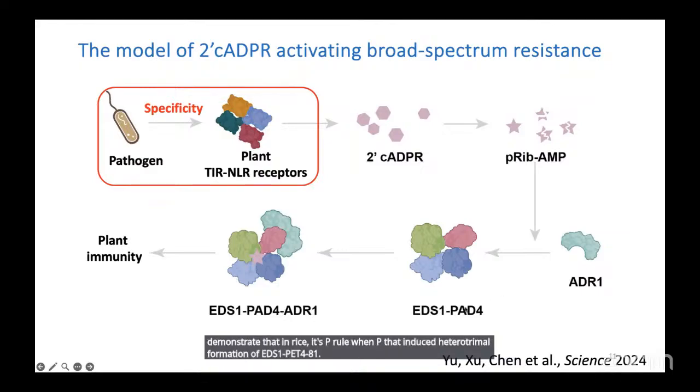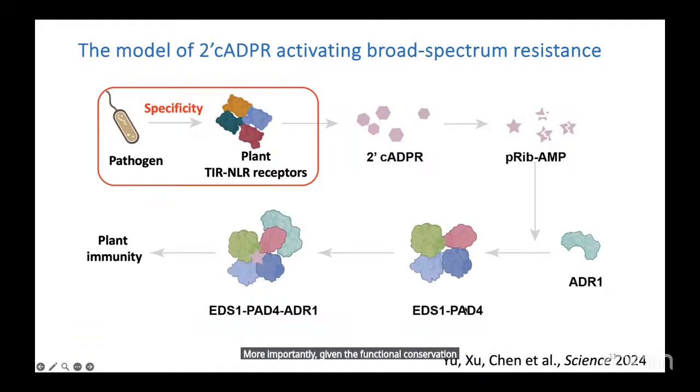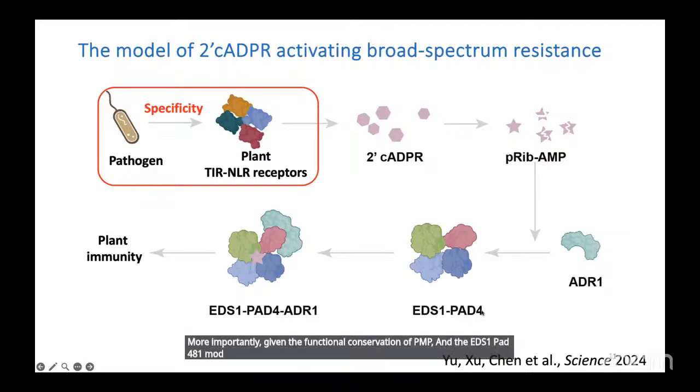So importantly, given the functional conservation of pRib-AMP and the EDS1, PAD4, ADR1 module in all plant species, 2' cADPR bypasses the recognition specificity of plant TIR-NLR immune receptors against the pathogens and offers a new strategy to activate broad-spectrum resistance.